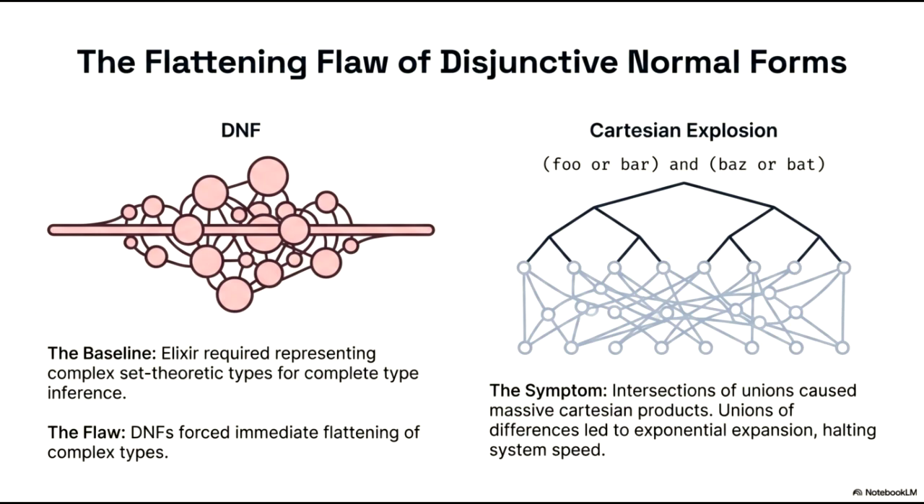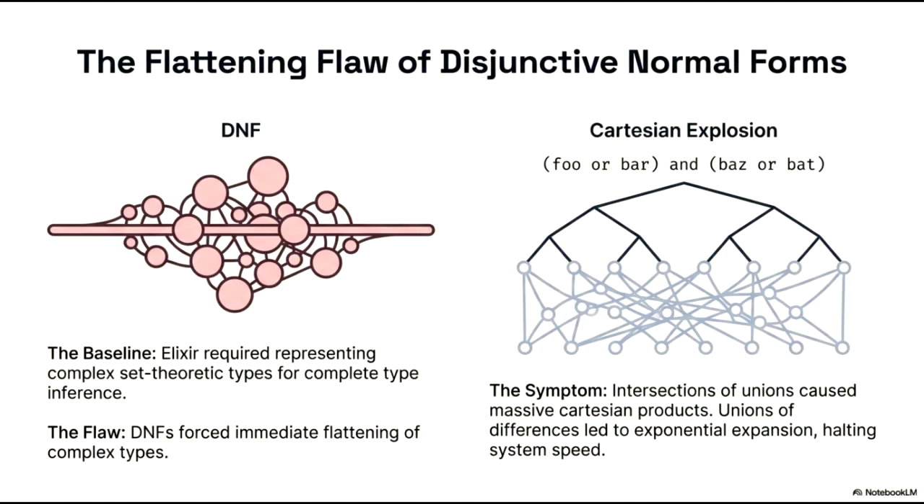When calculating intersections of unions, for example, combining foo or bar and baz or bat, the system generates massive Cartesian products. Similarly, unions of differences trigger exponential expansion. This computational overhead severely impacts performance, ultimately halting system speed and making the use of traditional DNFs impractical for this scale of type inference.